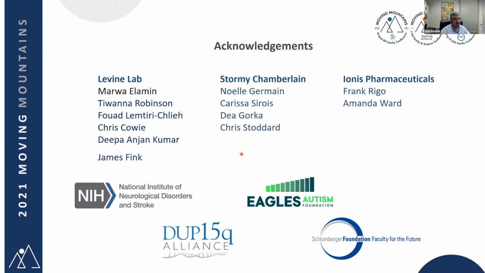And finally, I just want to acknowledge our funding. Both the Dup and Angelman projects that Stormy and I have worked on together have been supported by the NIH. I just recently received a 2-year grant from the Eagles Autism Foundation, specifically for this project to look at the role of non-UBE3A genes. And yes, that is the Eagles NFL team. The owner of the Eagles has a personal connection to autism, and a few years ago, he started this Eagles Autism Foundation to fund basic research into autism mechanisms.